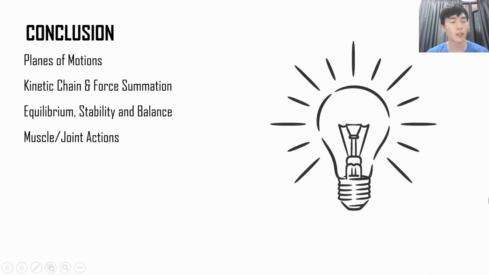In conclusion, in this presentation, we talked about the planes of motion of the jab, its kinetic chain and force summation, equilibrium, stability and balance, and the muscle and joint actions of the jab.